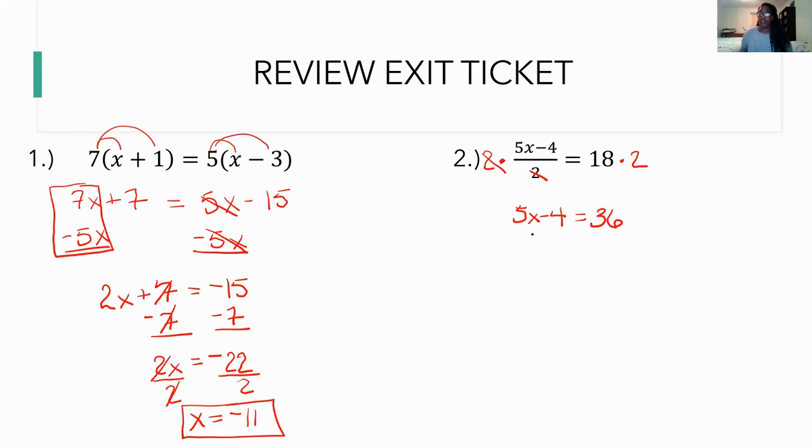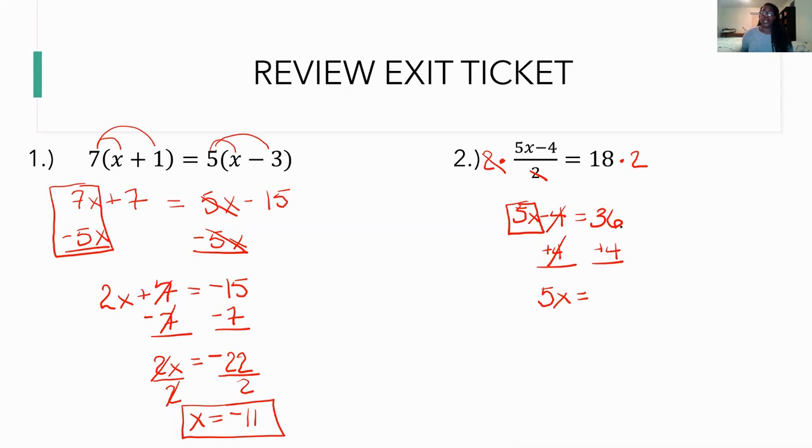So now I'm solving for x. I need to get rid of that minus 4, okay? So 5 and x stays together. That negative 4 needs to go, all right? So we're going to add 4 on both sides. Negative 4 plus 4 cancels and gives me 0. Remember, we don't have to write the 0 because we have that 5x to bring down.